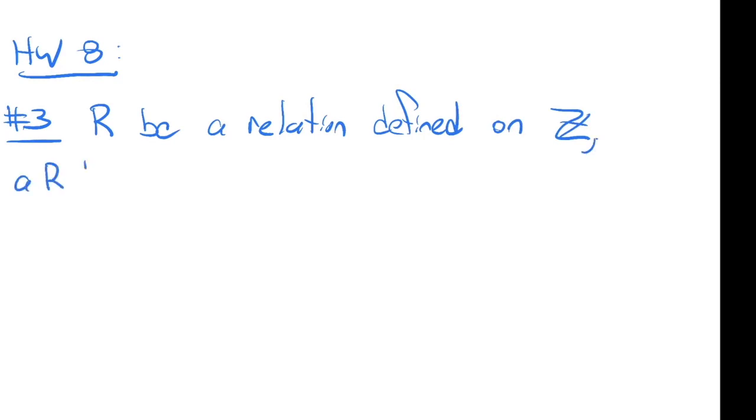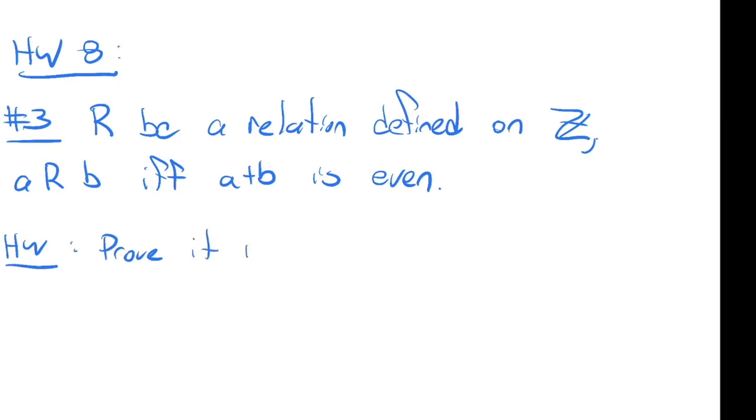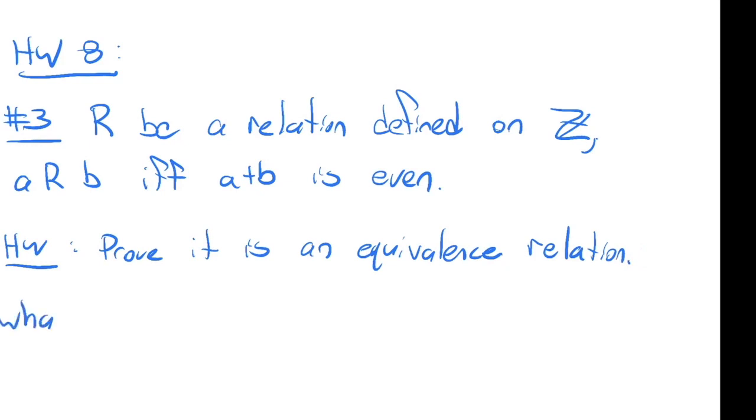We're going to say that A is related to B if and only if A plus B is even. So on your homework, you prove that this is an equivalence relation, that it satisfies those three properties. Let's take that for granted. And now the second part is: what are the equivalence classes?